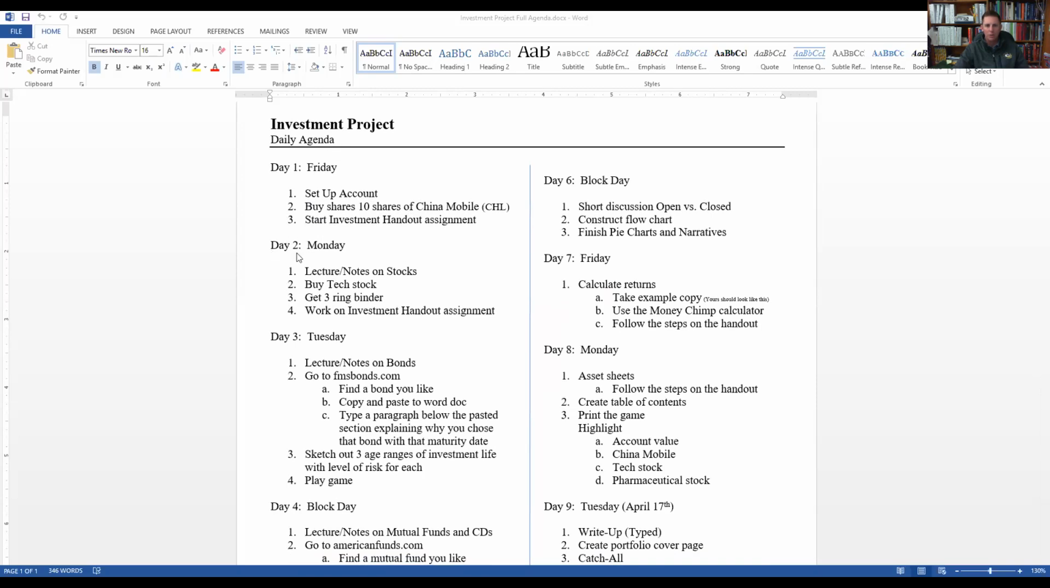So today, this lecture is going to be on day 2. I'm going to first get you started with how I want you to do notes, lectures, and whatnot. And then I'll have you buy the 10 tech stocks, make sure you have a 3-ring binder, and then finally continue working on this investment handout assignment that you got on Friday. So let's go ahead and get started here. I'm going to start with the lecture notes.